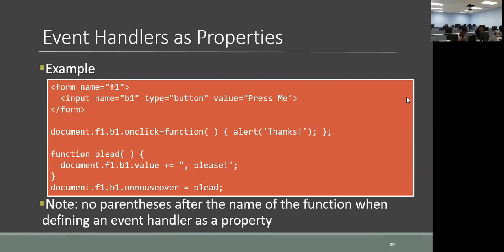Right? And then you see we've now created a named function called plead. It should be plead, but anyway. And you see on the same button, we've now added a value. You see how we have the plus equals. We've now added the string please to the value. So it would go from press me to press me please.